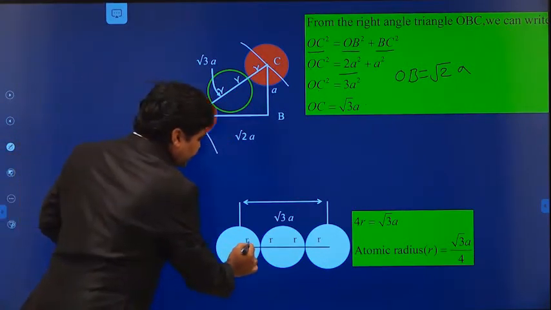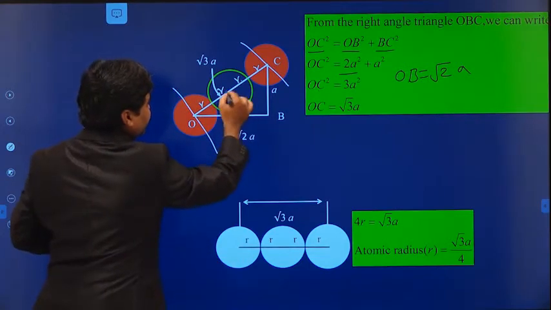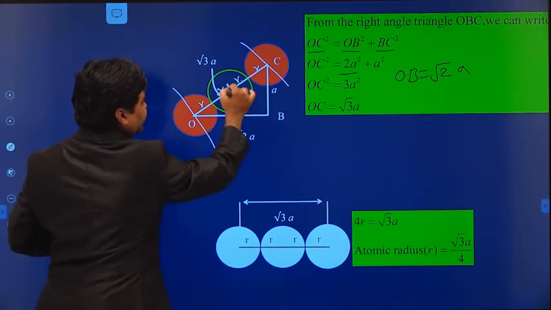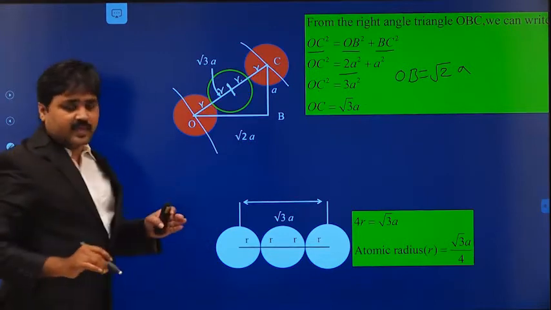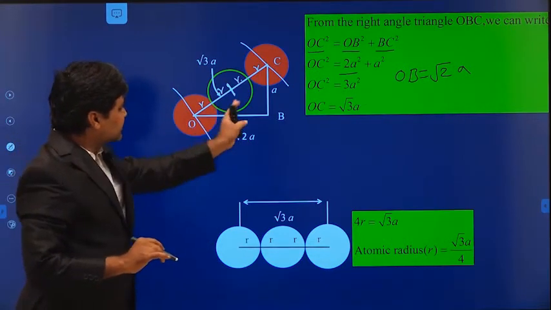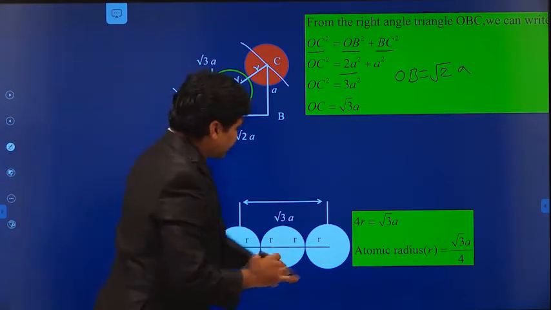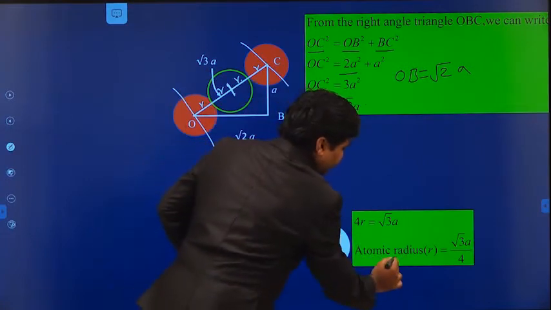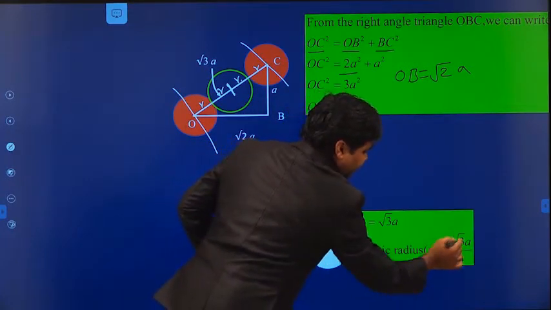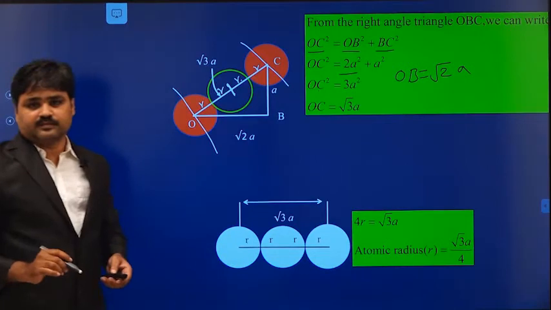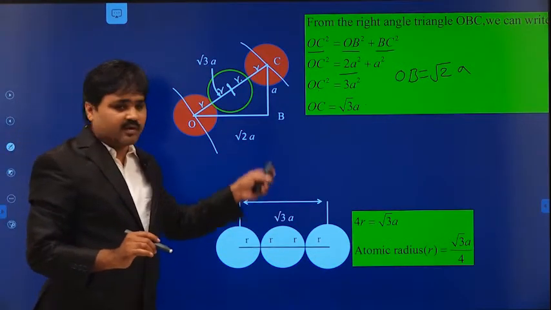So totally, because this body center atom is completely inside, from the center you have to take both R's, because the whole atom is inside, you have to consider 4R. So 4R equals square root of 3A, so the atomic radius R equals square root of 3A divided by 4. So this is the atomic radius for the body center atom.